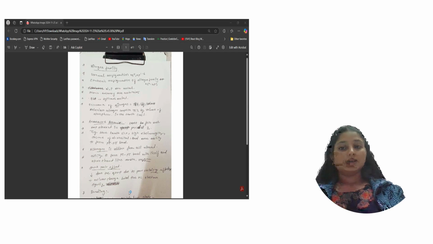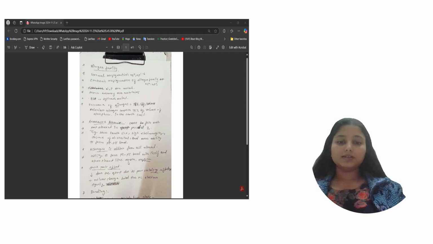Now talking about the occurrence of these elements. First we discuss nitrogen. Molecular nitrogen comprises 78% by volume of the atmosphere. In the earth's crust, it occurs as NaNO3, which is called sodium nitrate or Chile saltpeter, and potassium nitrate, which is called Indian saltpeter. Its chemical formula is KNO3.